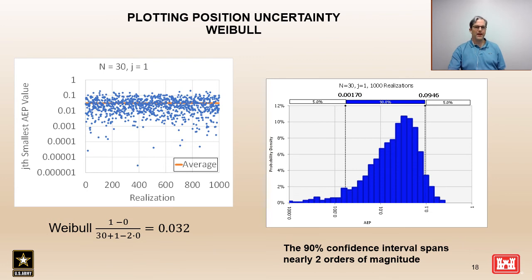We can take that data and plot it as a probability distribution, which is the figure shown on the right-hand side. From this distribution, we can look at the 90% confidence interval to get a sense for how much uncertainty there is in the AEP for the largest flood event out of 30. And in this example, you can see that the uncertainty spans nearly 2 orders of magnitude, which is a pretty significant amount of uncertainty in the estimate.